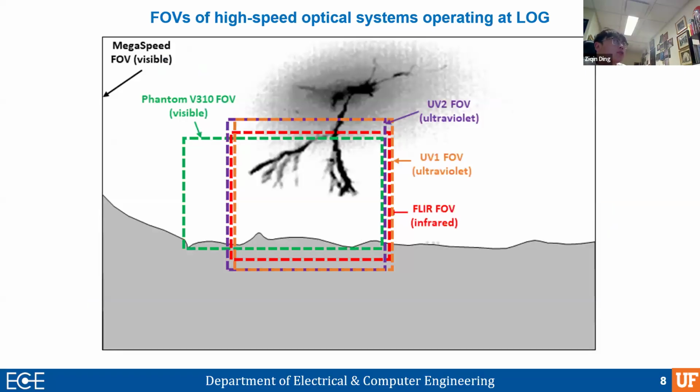This shows the field of view of all the high-speed optical systems currently operating in the LOG. The largest is the low framing rate high-speed camera, which operates at 1,000 frames per second. All the others have smaller overlapping fields of view, but we maximize their overlapped area in order to achieve simultaneous observation of the same flash.